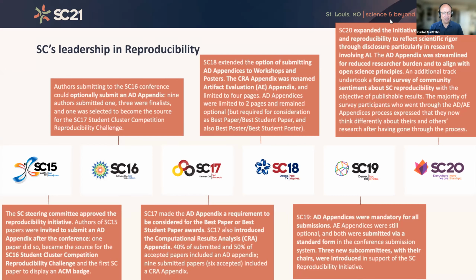The Reproducibility Initiative got approved by the steering committee in 2015, but it was actually too late for the submissions to include any kind of reproducibility information. So the papers were asked to do this after the fact. They were already published and presented at the conference, but then they were able to add some additional information about their artifacts. And that was called the artifact description, or AD appendix.